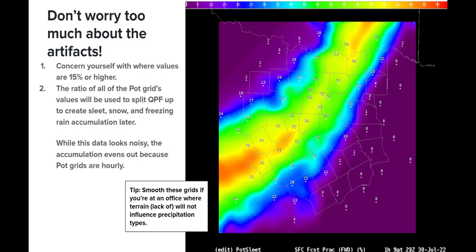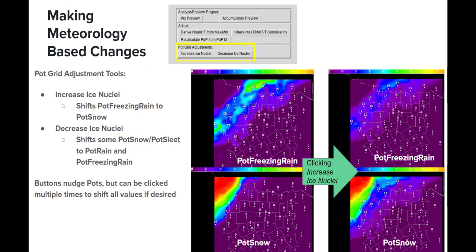If you're worried about how the NBM is forecasting too much of a precipitation type that you don't think will happen, and you need to forecast more snow or ice or whatever, then just adjust the values of these pot grids up or down. One common and easy way to edit pot grids is to use the pot grid adjustment buttons to shift pots from one type to another.